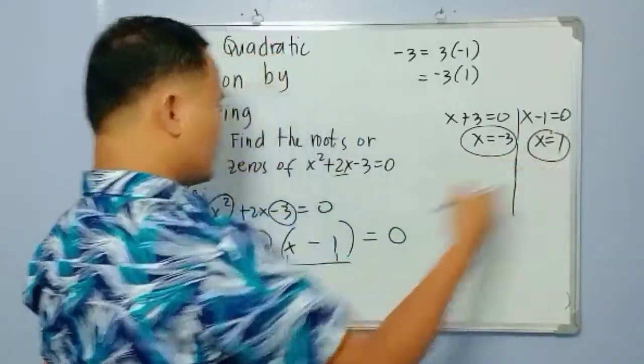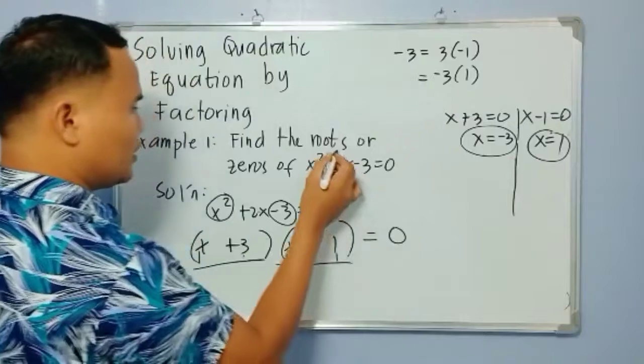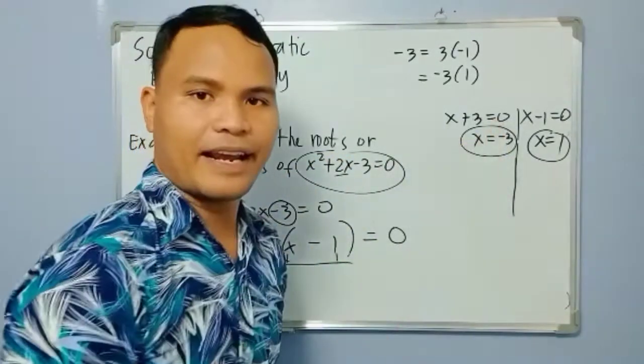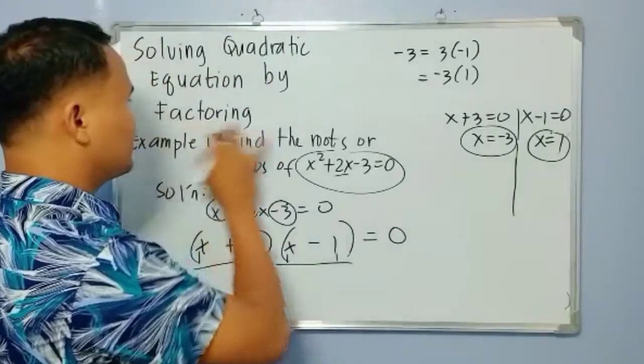So these are now the roots or zeros of x squared plus 2x minus 3 equals 0: negative 3 and 1, using factoring.